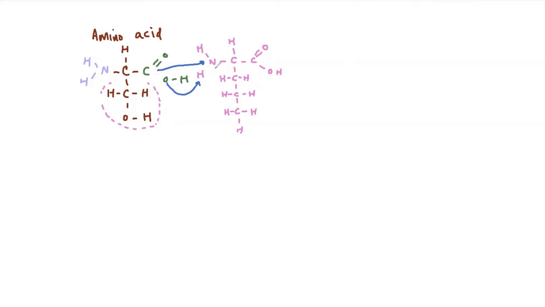I'm drawing the arrows to the right. It doesn't really matter which way you draw the arrows, but in any case, the structure here, this part on the bottom is obviously going to become an H2O. That's the part that is dehydration. And we're basically putting the two amino acids together with this bond right here. That's a peptide bond.